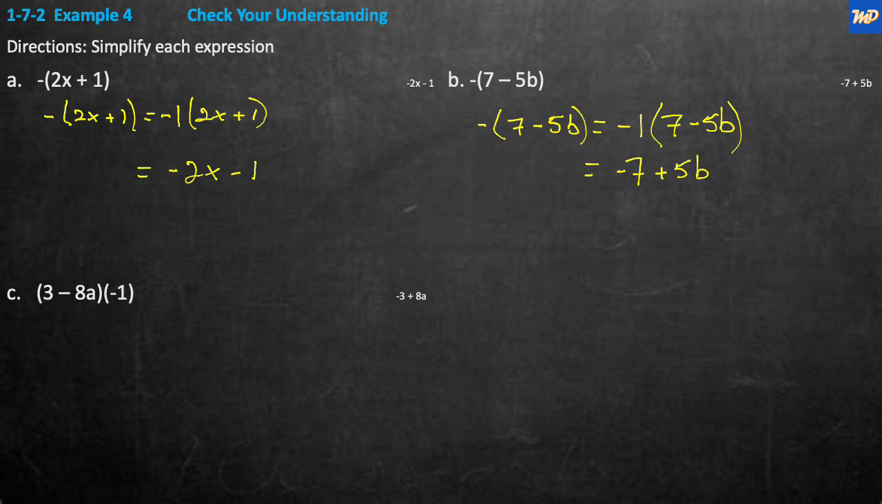Okay. And the last one, problem C here, oh, see, they have actually done this for us. All right. So here, 3 minus 8a times the quantity of -1. And that equals -3, -3.